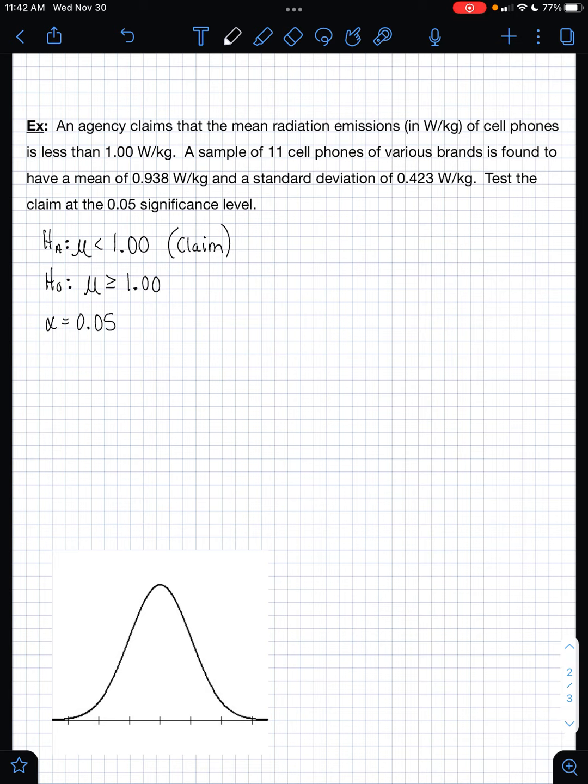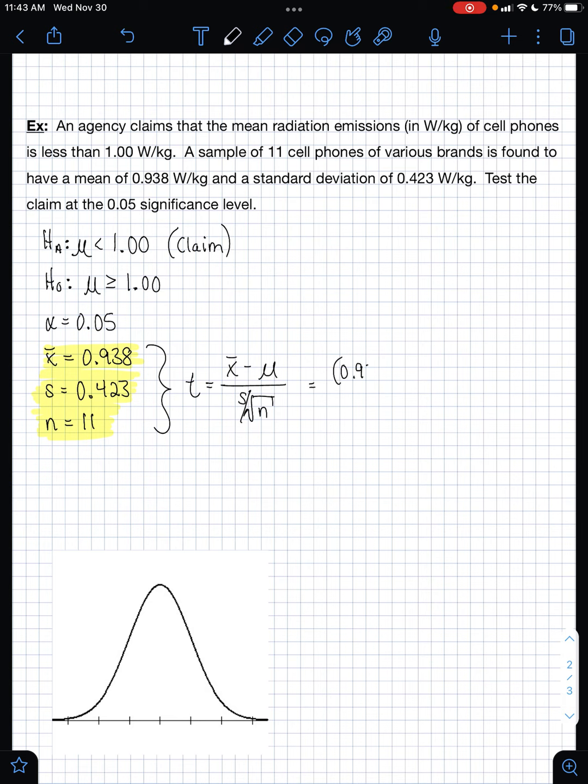So we are also given that the sample mean is 0.938. The sample standard deviation is 0.423 with a sample size of 11. These three values together can be used to give us the test statistic. Our test statistic, again, we're going to need a t-distribution because we do not know the population standard deviation. And we are working with a small sample on top of that. Our test statistic is x bar minus the claimed mean over s divided by the square root of n.